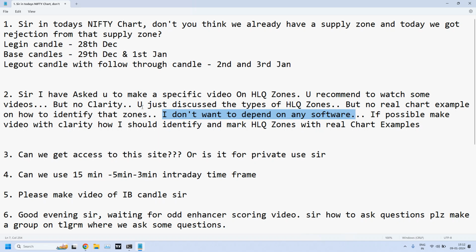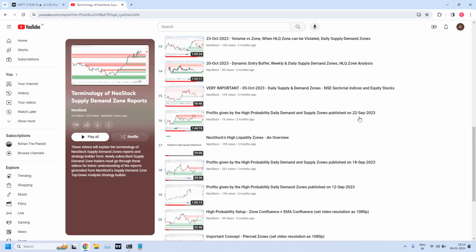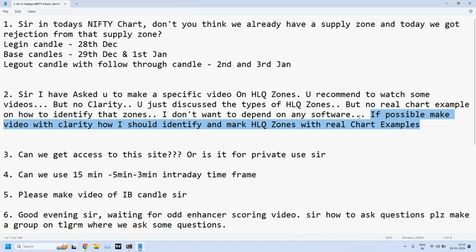Your intention is not about how to make use of the zones. So, what you want is, you don't want to depend on any software. If possible, make a video with clarity on how I should identify and mark a high liquidity zone with a real chart example. So basically you want to identify a high liquidity zone on your own. In most of the scenarios, it is impossible for a human to identify the high liquidity zones on your own. Most of the scenarios I am saying.